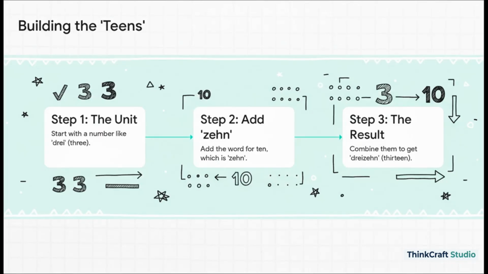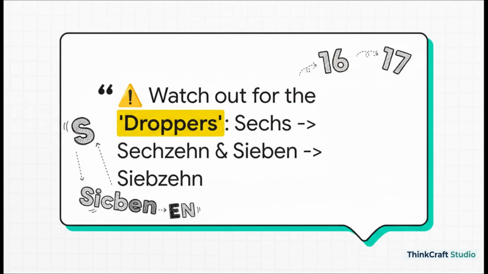Okay, now let's see how this starts to build. Once you have those first 12 down, things get way more logical. For the teens, the formula is super simple and probably feels pretty familiar. You just take the unit, like drei for 3, and you tack on zehn for 10. Slap them together, and you get 13, dreizehn. See? Simple.